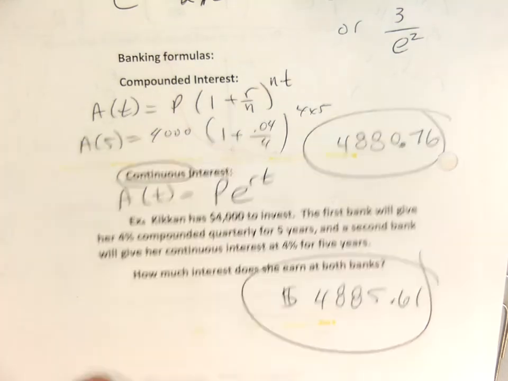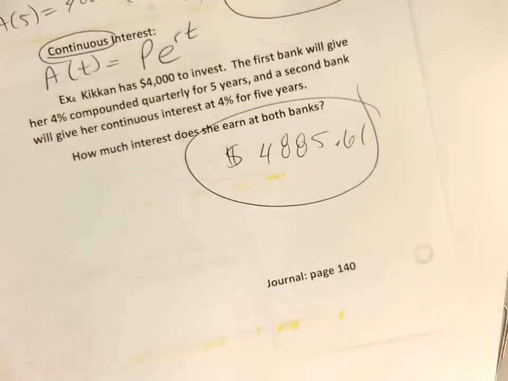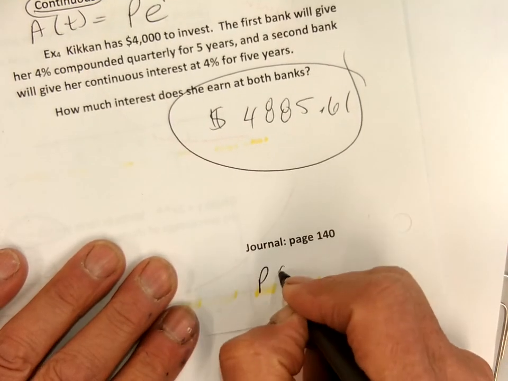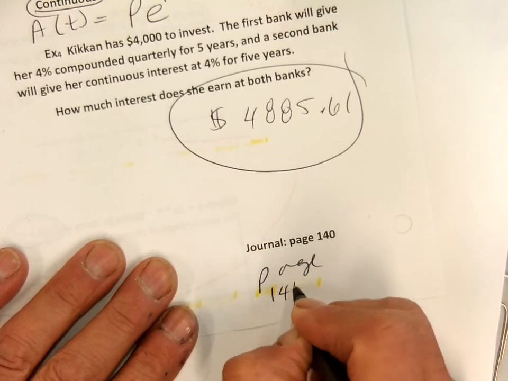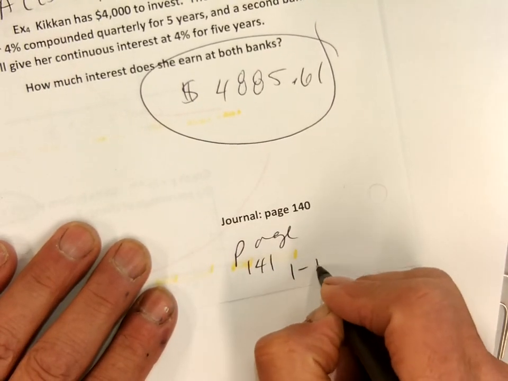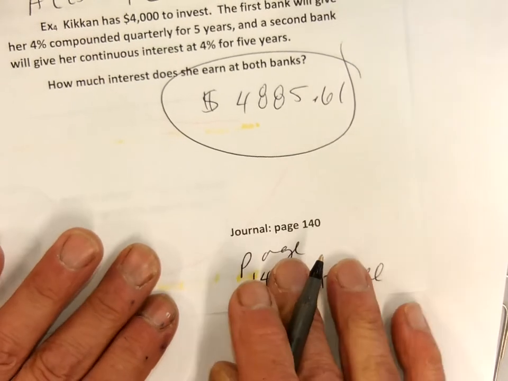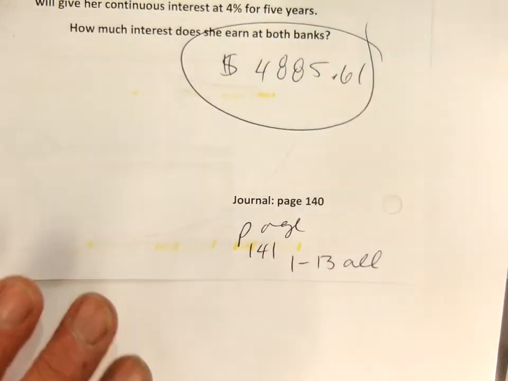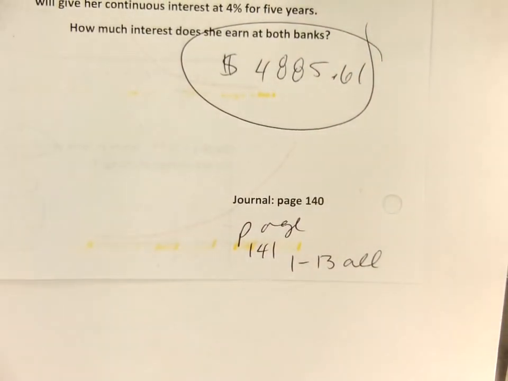Okay, so homework today, page 141, 1 to 13 all. It's not that many, and a lot of it's pretty easy. You may need to do some graphing, but you've got a calculator or Desmos to help.